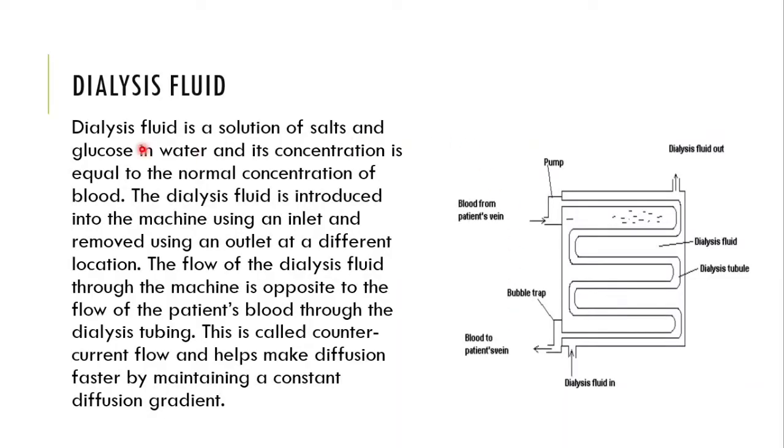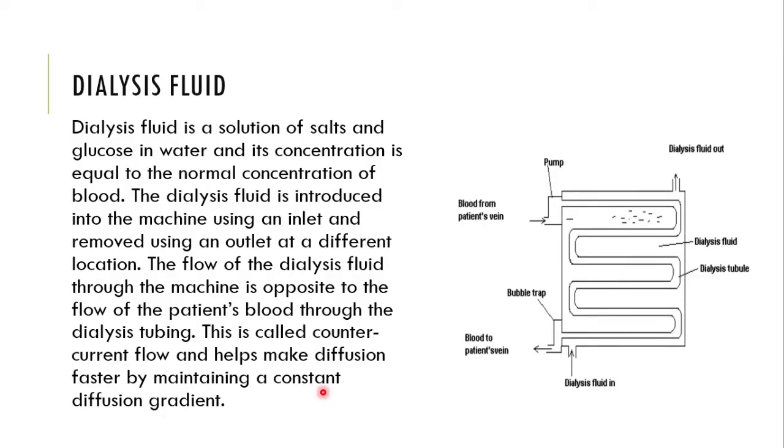The dialysis fluid is a solution of salts and glucose in water, and its concentration is equal to the normal concentration of blood. The dialysis fluid is introduced into the machine using an inlet and removed using an outlet at a different location. The flow of the dialysis fluid through the machine is opposite to the flow of the patient's blood through the dialysis tubing. This is called counter-current flow and helps make diffusion faster by maintaining a constant diffusion gradient.